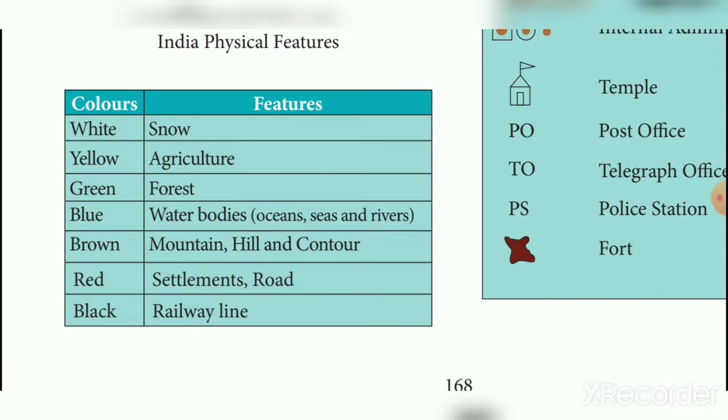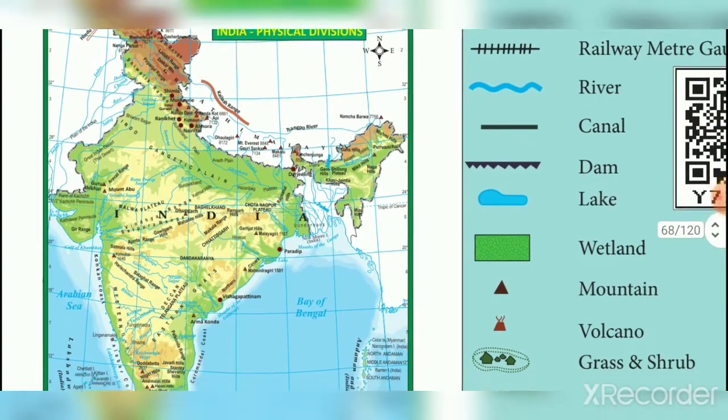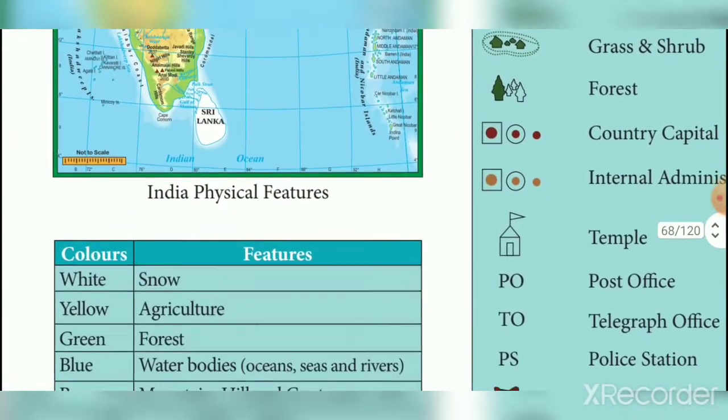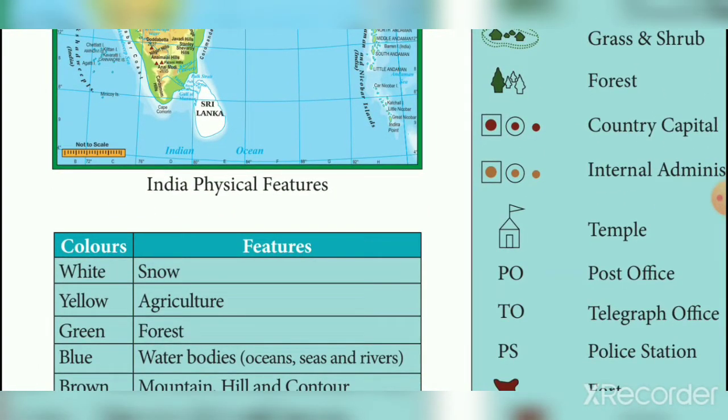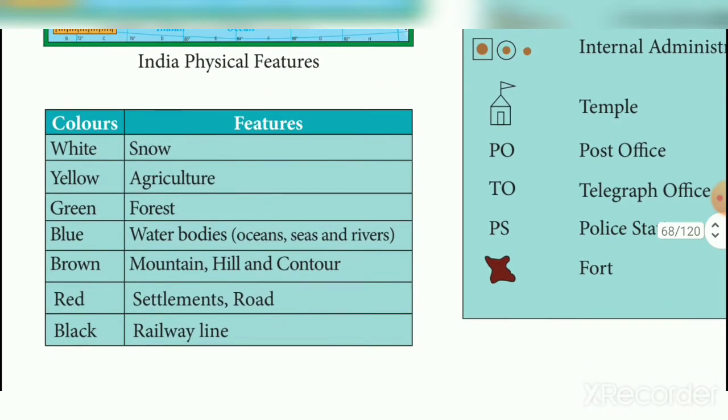White, snow places covered. White color shows snow. Yellow color tells about the agricultural fields of the places. And green color, forest. Blue, water bodies, oceans, seas, and rivers. Brown color tells about mountain, hill, and contour. Red color, settlement, road. Black color, railway line.